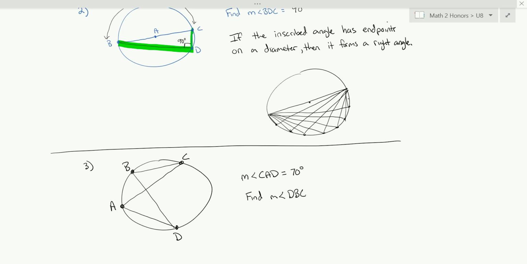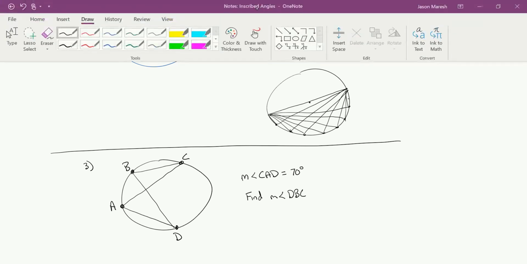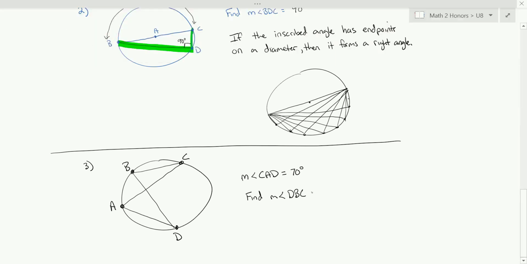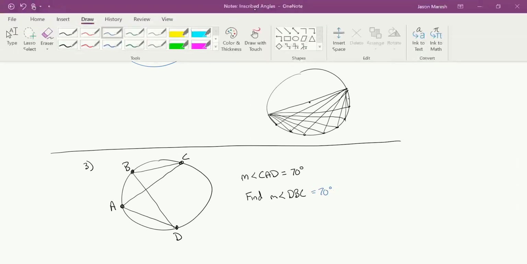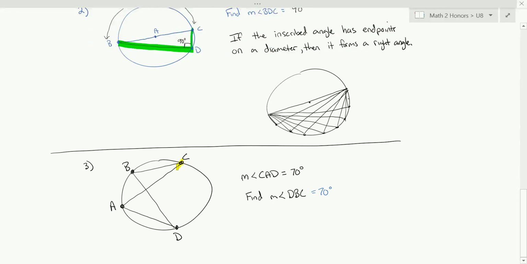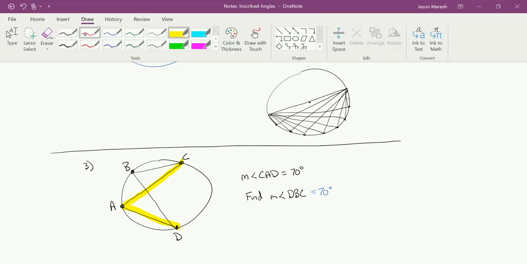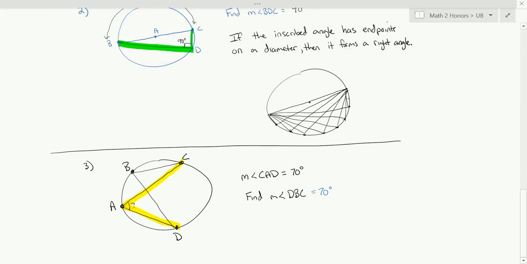Answer? 70. Good, you're starting to see it. The big thing is seeing things. And if you don't see it, I'll help you see it, okay? So CAD, I'm going to highlight. CAD is this right here. You guys see the inscribed angle? Right, where A is where the angle is happening. And so we know that that is 70 degrees. So that means that CD is going to be 140. So I can put 140 out here, and that goes from C to D.